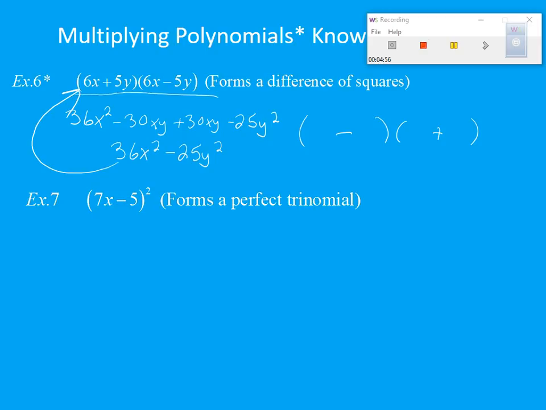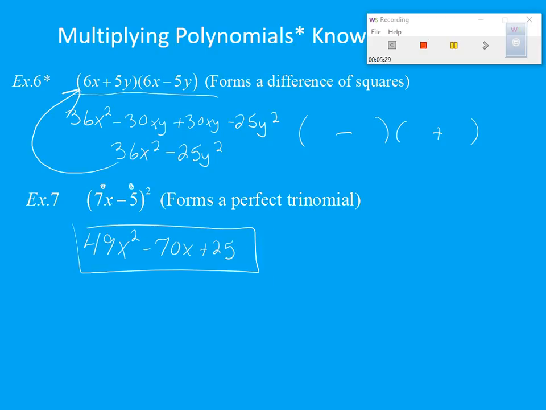The other little shortcut that we're going to have is whenever we have a quantity squared. I'd like for you to know how to do that part in your head without writing it out twice. My first term is going to be that first term squared, 49x squared. My middle term is going to be your first term times your last term doubled. So 7 times negative 5 is negative 35. Doubled is negative 70x plus 25.